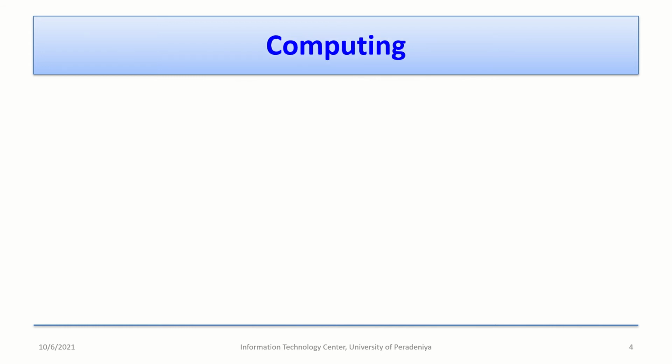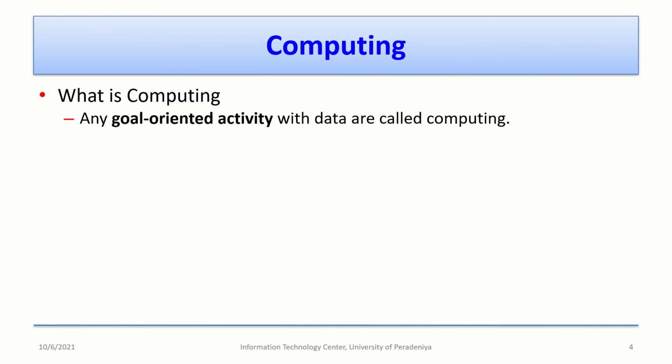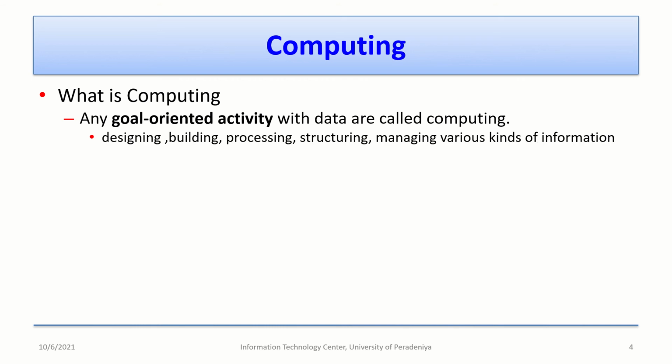Next is what is computing. How can we define the term computing? Any goal-oriented activity with data is called computing. If there is a particular goal and there are some activities with data, then we call it computing. In those activities, we design, build, process, structure, and manage various kinds of information.